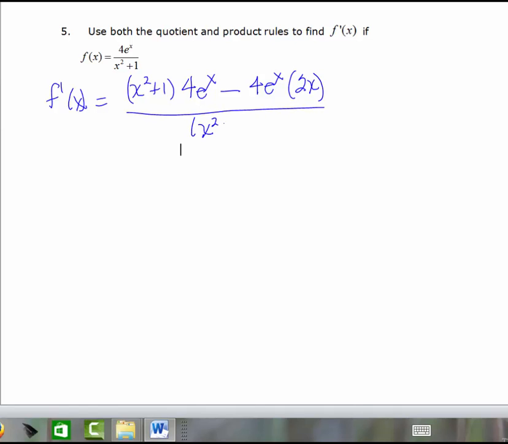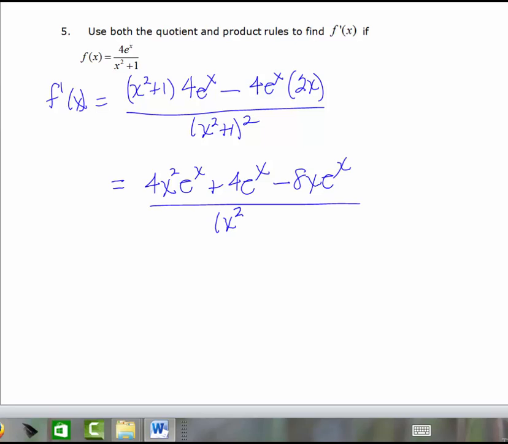the bottom squared. Simplify. My next step, I'm going to have 4x squared e to the x plus 4e to the x minus 8x e to the x, all over x squared plus 1 squared.